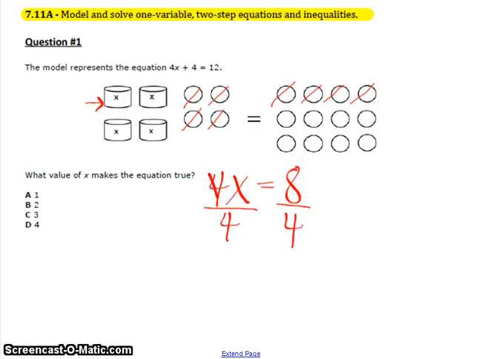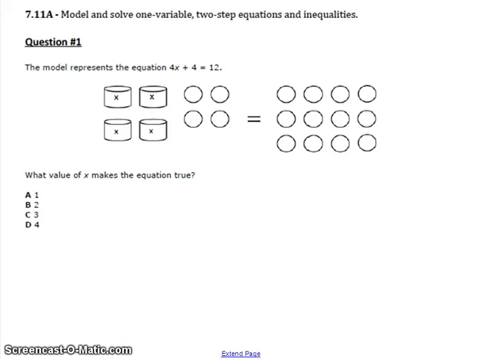When you divide 4 divided by 4, that gives me the 1x, and it is going to equal 8 divided by 4, which is 2. So your answer for this, what value of x makes the equation true, would be B, 2. Now, that's using the model. You can also solve this straight from the equation that they give you. If they give you an equation, you know how to solve from the equation.